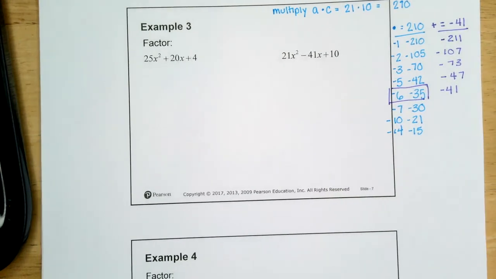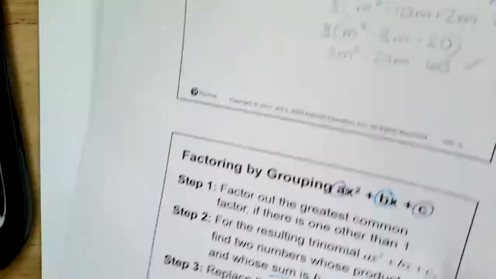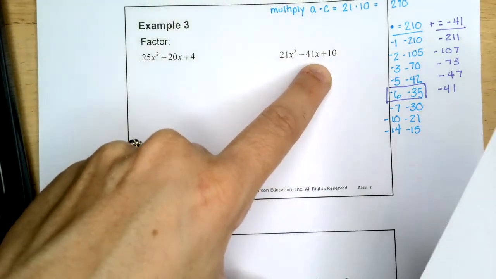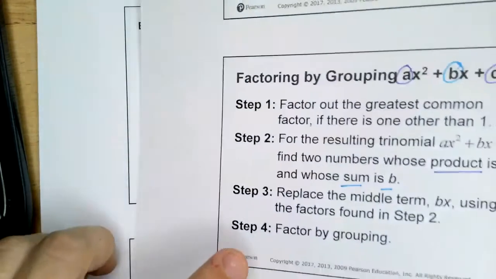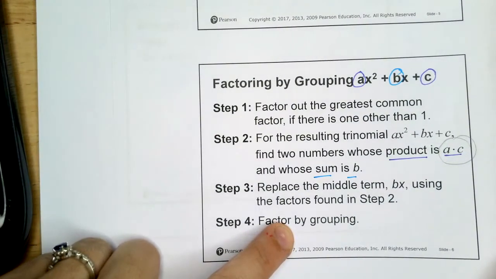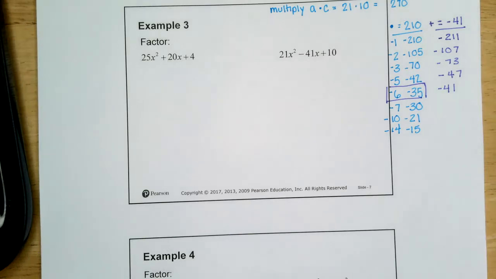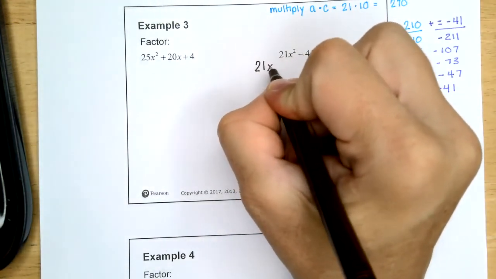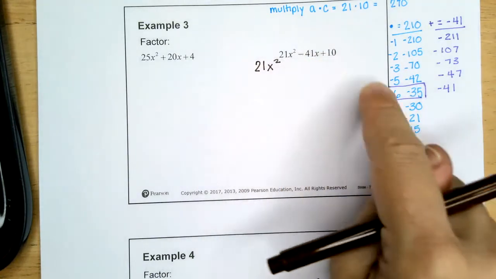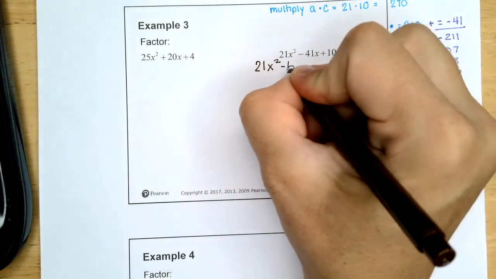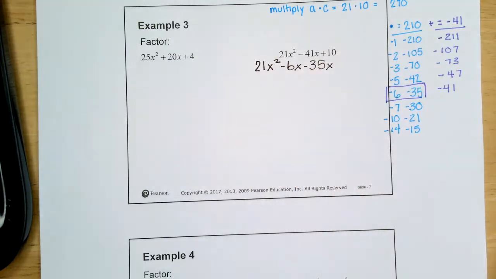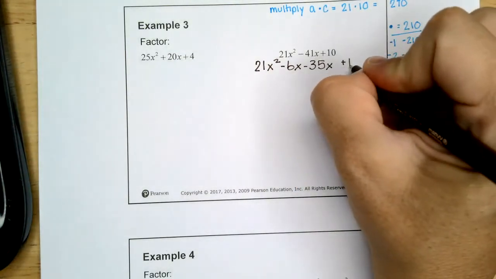Now the directions are replace the middle term bx. So right now the middle term bx is negative 41x using the factors found in step 2. Okay. So we split 41x. I'm going to rewrite it, but I split 41x. 21x squared. No, I'm not going to write this. I'm going to write this. Minus 6x minus 35x. Okay. Plus 10.